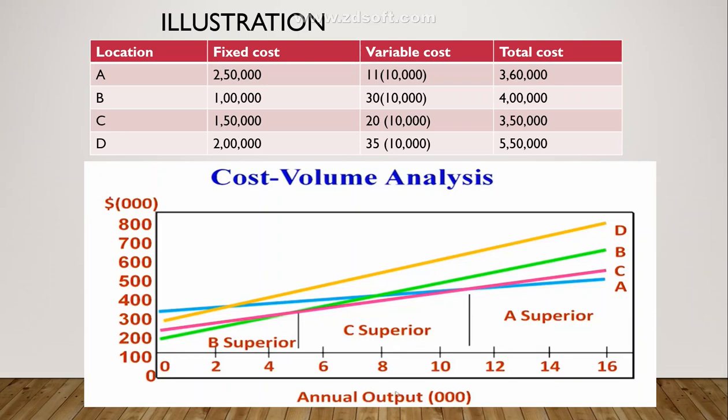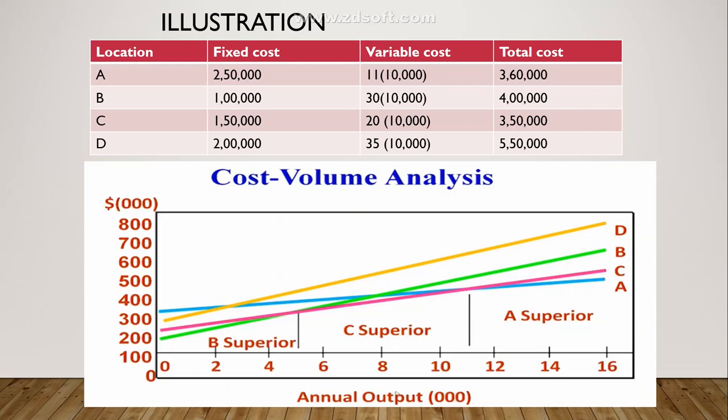So now you have the total cost depending on the 4 alternatives. Among the 4 alternatives, you will choose the one which is suitable for you, which gives you less cost in the production of your products. We have all the data with respect to locations A, B, C and D in terms of total cost. A is 3,60,000, B is 4 lakh, C is 3,50,000, and D is 5,50,000.